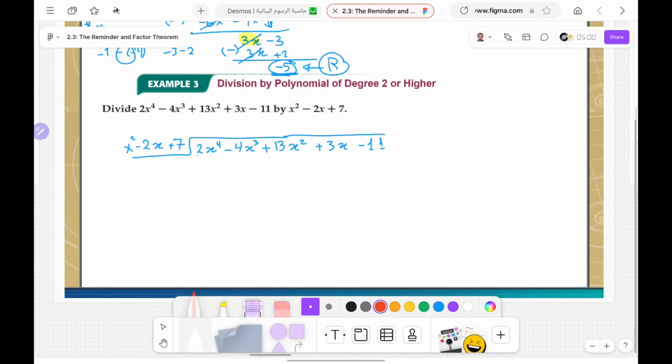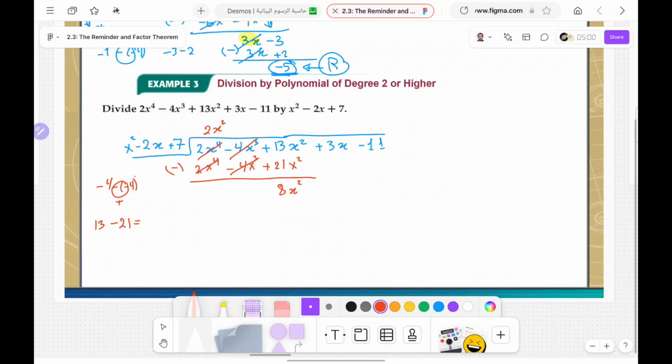First we divide by x squared, so it becomes 2x squared. Then we multiply, so it will be 2x to the power of 4, then minus 4x cubed, then 2 times 7 is equal to positive 14x squared. Now we subtract. The first term always cancels. Now negative 4 minus negative 4 cancels as well, so it is equal to 0. Then 13x squared minus 14x squared. So as you can see, 13 minus 14 is equal to negative x squared.